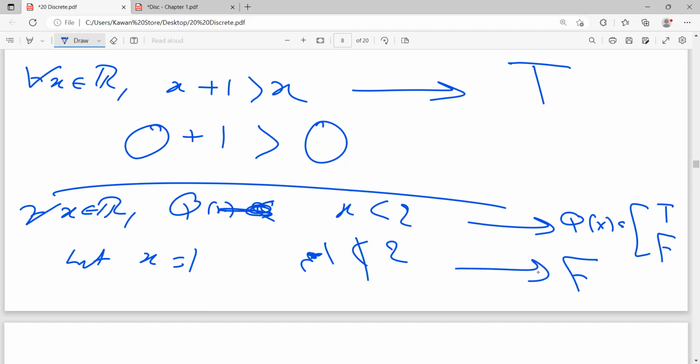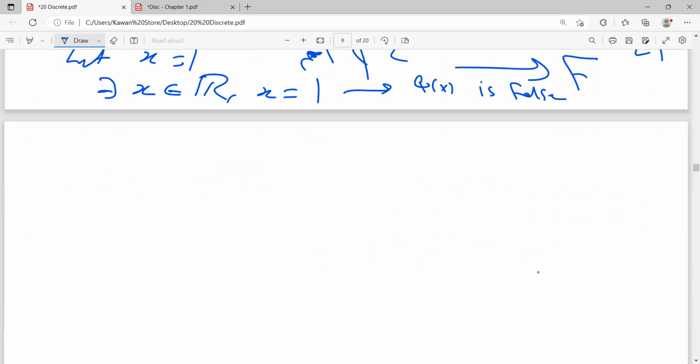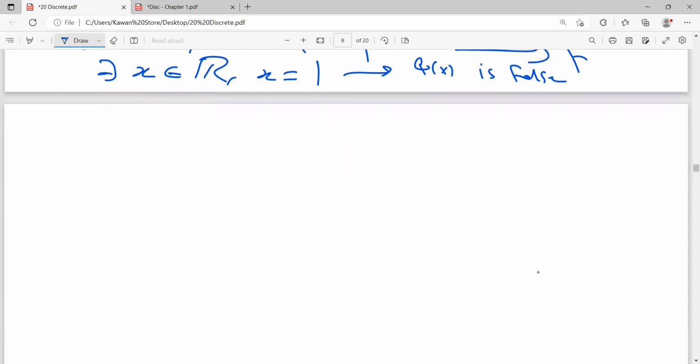Bring one example. When I am true, that means true. When I am wrong, bring one example. You got it, dears? So that means what? You bring one example in real numbers with x such that x is equal to 2, then Q of x is false. You got it? One example, that's enough. Any question?